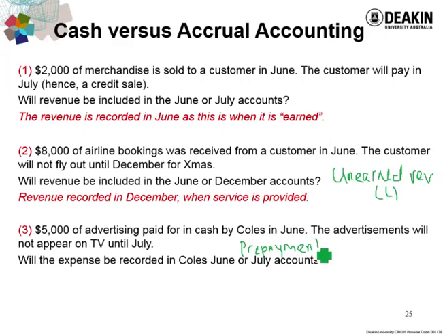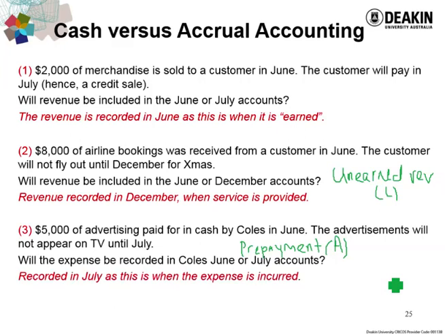And prepayment, in fact, is a form of asset. You pay now, but you will only use the services in the future period. So if we were to apply accrual accounting, when should we recognize the advertising expenses? We will only recognize the advertising expenses in July in this case, because we will only consume the advertising services in July.